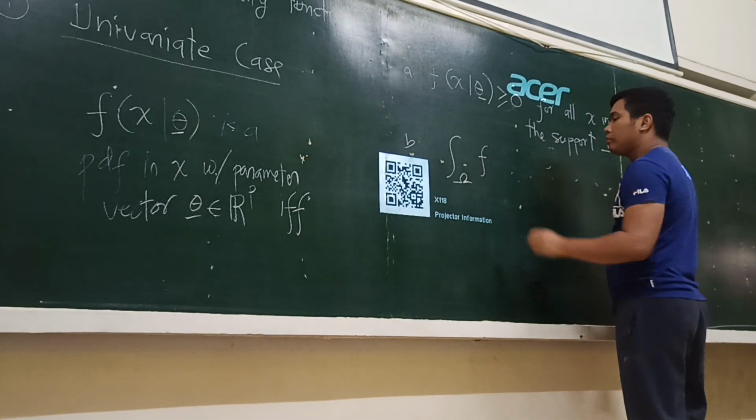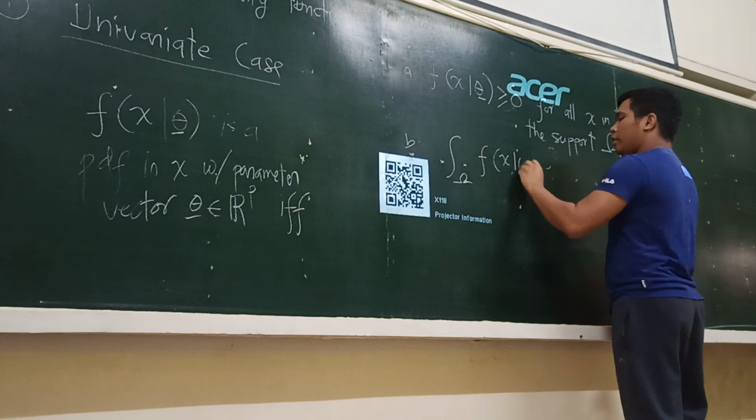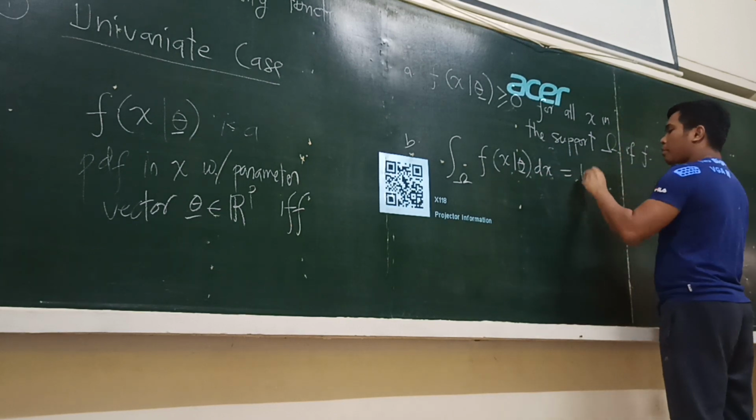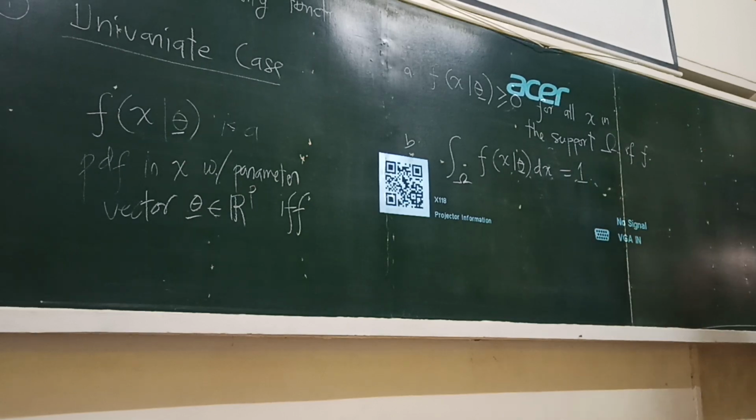If the integral of f(x; theta vector) dx over Omega is equal to 1, it must be equal to 1. Basically, that is what makes it a probability density function.